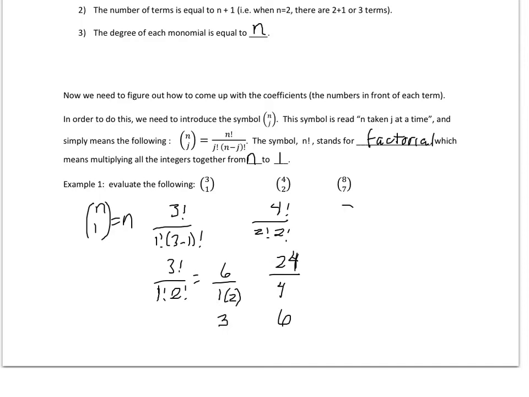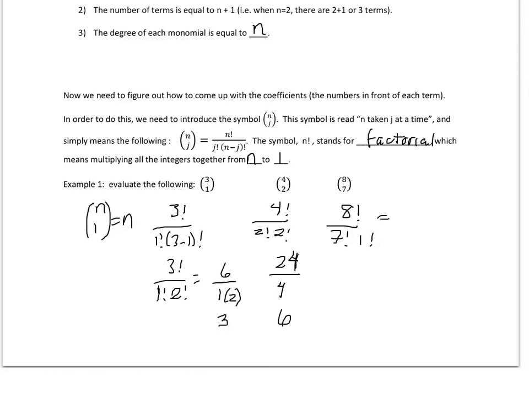So this gives us 8 factorial over 7 factorial times 1 factorial. And do we really need to write 1 factorial? No, because this is 1, right? Okay, but now, instead of multiplying out 8 factorial and 7 factorial, let me show you a slick way to do this, okay? I'm going to rewrite 8 factorial so it looks like this.